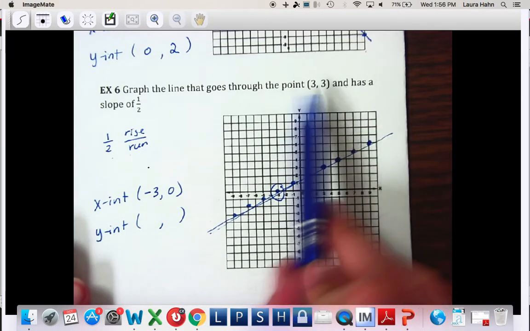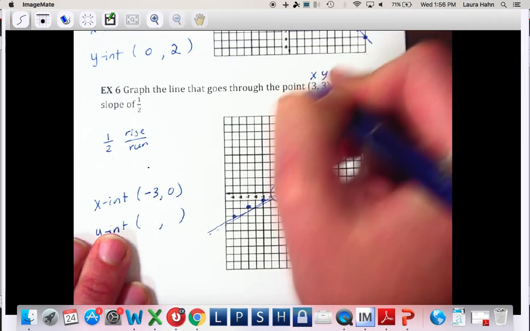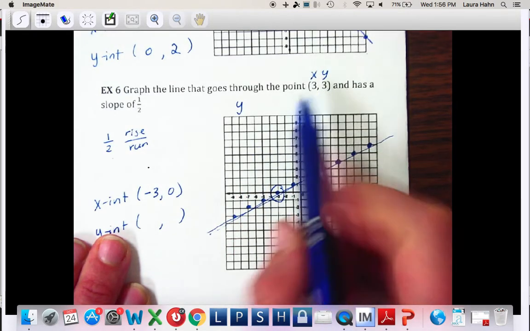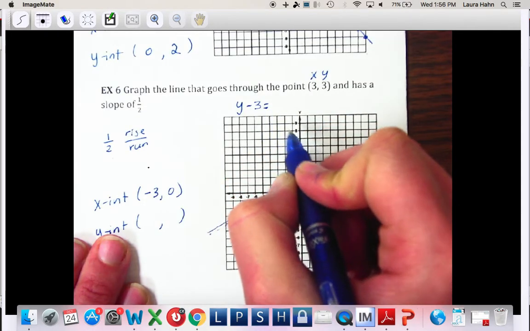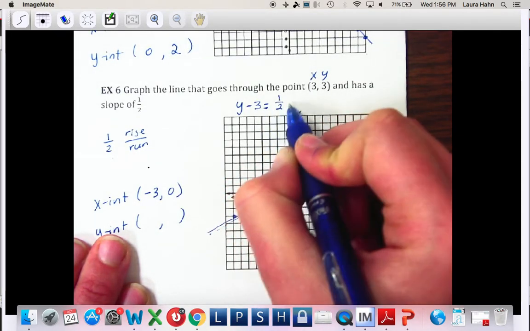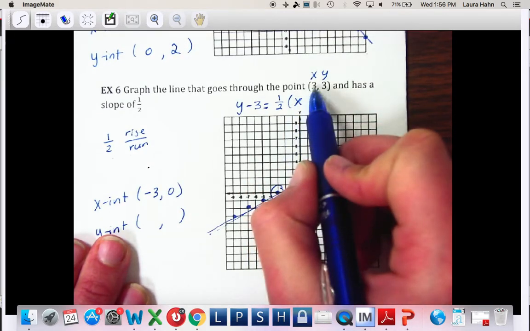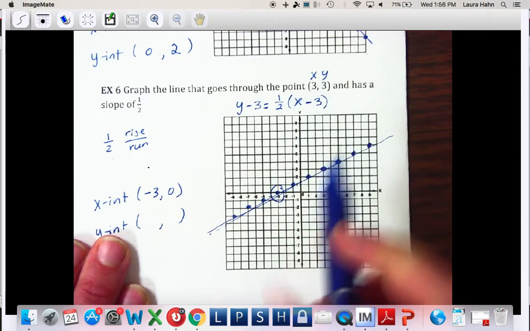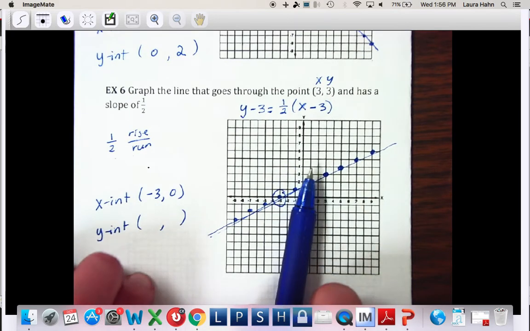Since it gives me a point and a slope, I'm going to write my equation in point-slope form. So I'm going to write my y, and I'm going to look at my y value. My y value is a positive 3, so I put minus 3 equals. After the equal sign comes your slope, followed by a parenthesis in x. Once we write x, we look at our x value. It's a positive 3, so I'm going to write a minus 3. All right, so this is my equation. So I'm going to go graph that, and I'm going to show you how to do that.